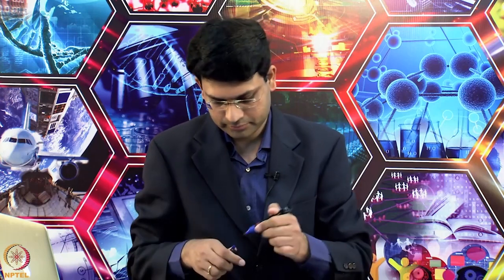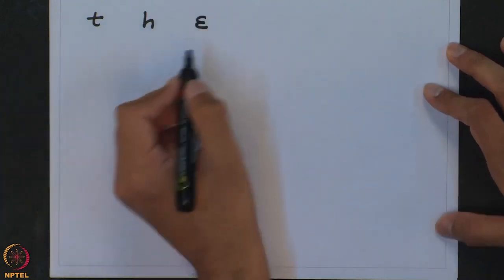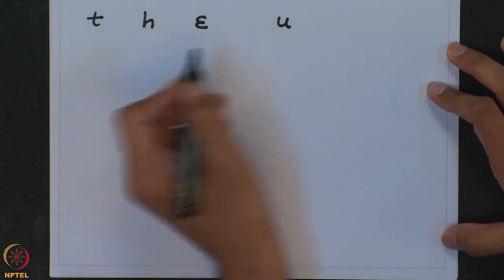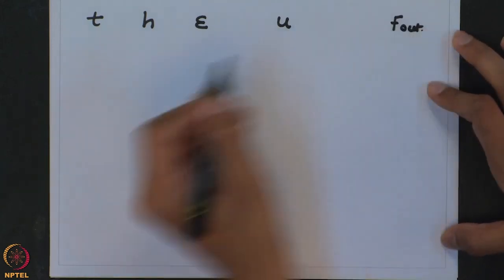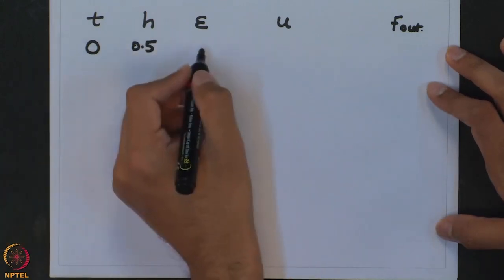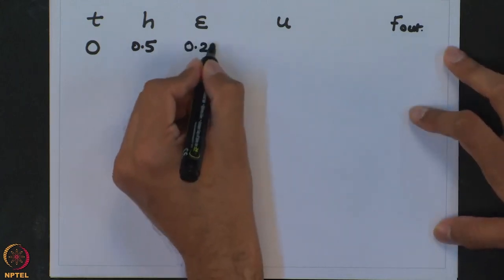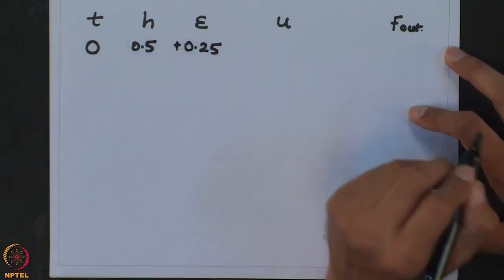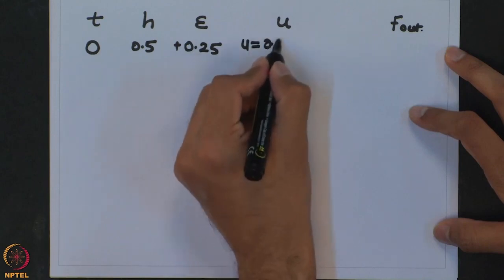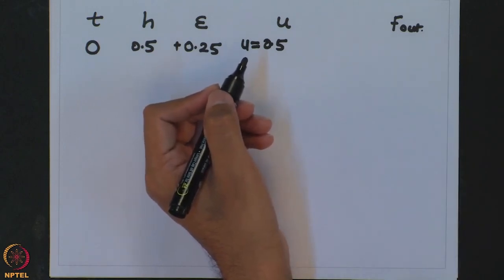For this particular system, let us tabulate how the system will respond. We have time, we will monitor how the height is going to change, correspondingly what is the error, what is the value of controller output we are going to get, and accordingly what will be the outlet flow rate. Let us start with time t equal to 0, the height is 0.5, and as we have requested the set point to be changed to 0.75, it causes the error to be positive 0.25, and accordingly the controller will take action. The initial value is 0.5, it is going to be a direct acting controller. So, the controller gain has to be negative.